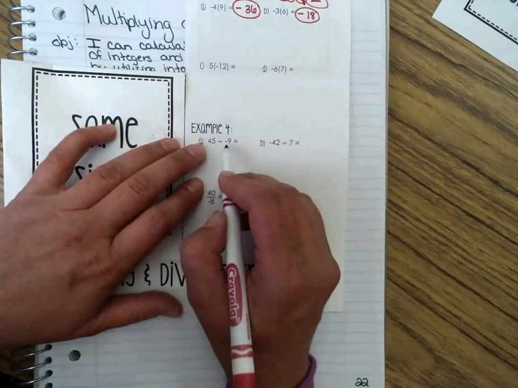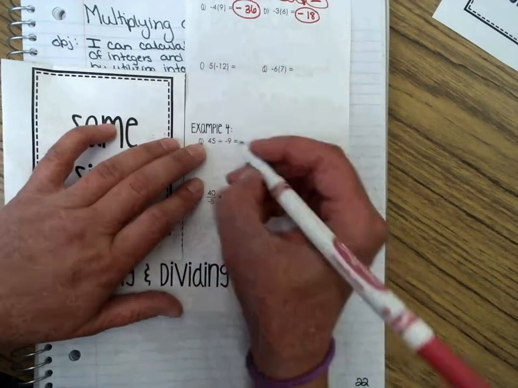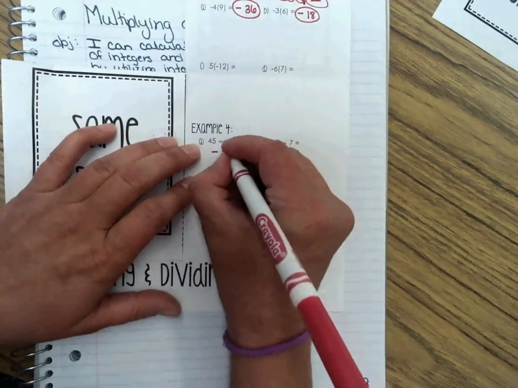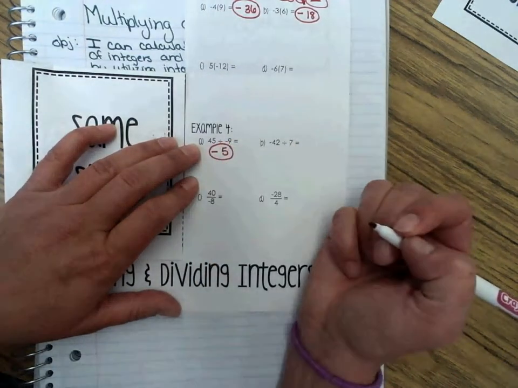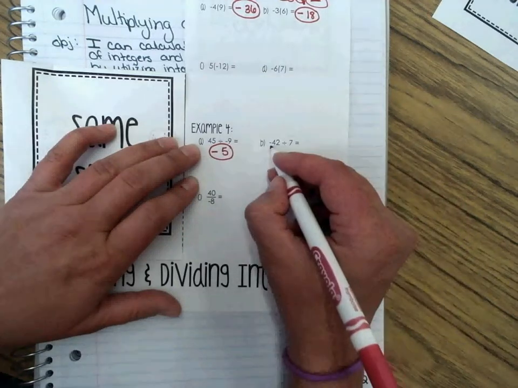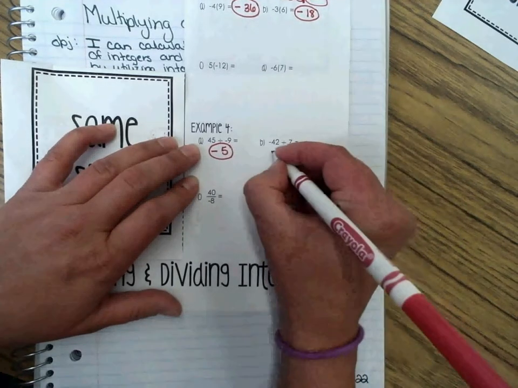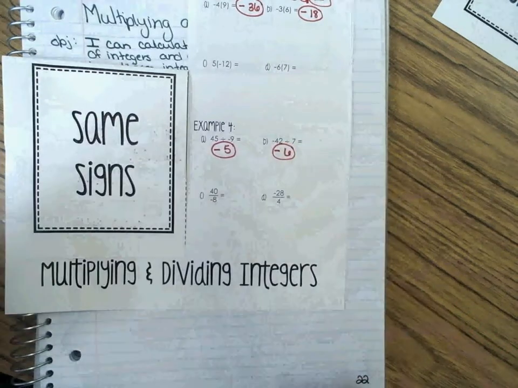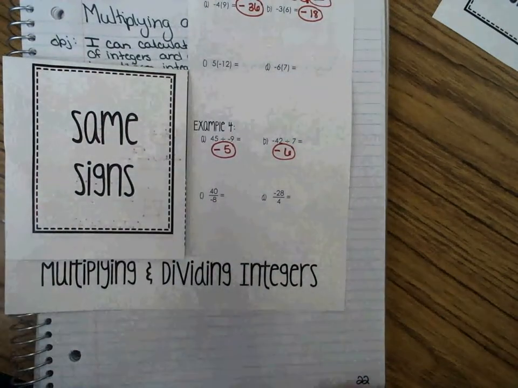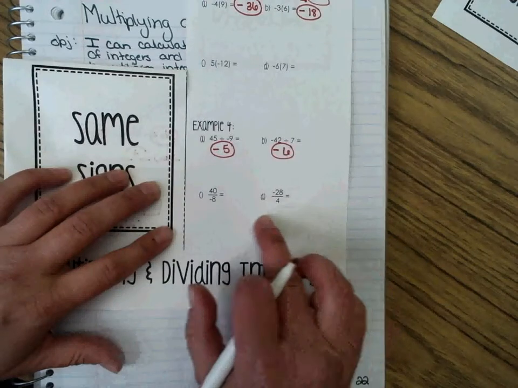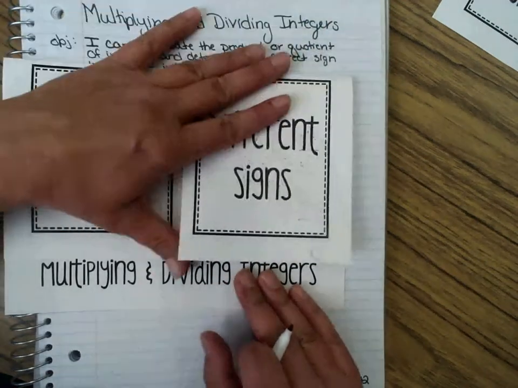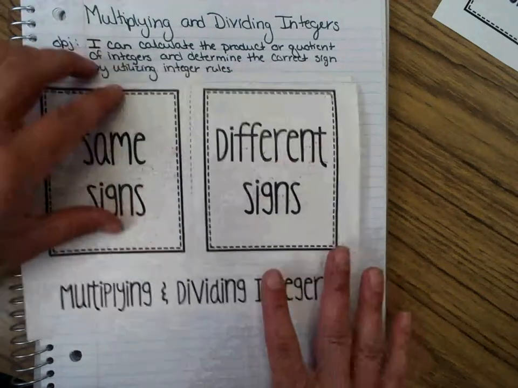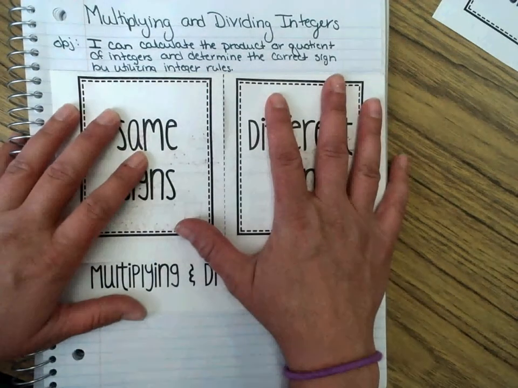I have a positive 45 divided by a negative 9. What's it going to be? It's going to be negative. 45 divided by 9 is 5. Okay? What about negative 42 divided by 7? Well, it's going to be negative. 42 divided by 7 is 6, so it's a negative 6. Okay, so I want you to try these two. Remember, that is division. So those are the rules for multiplying and dividing of integers.